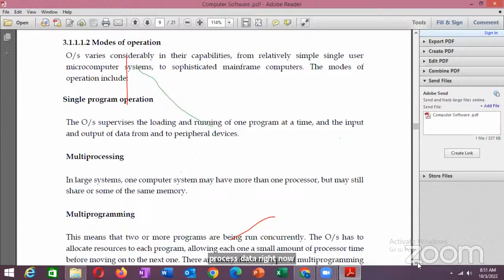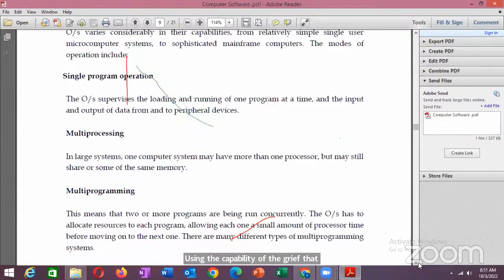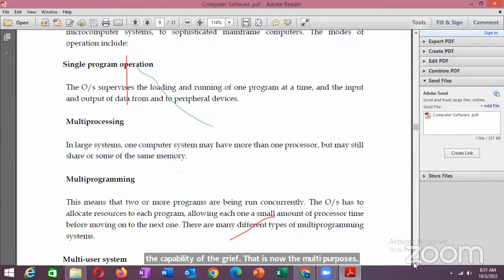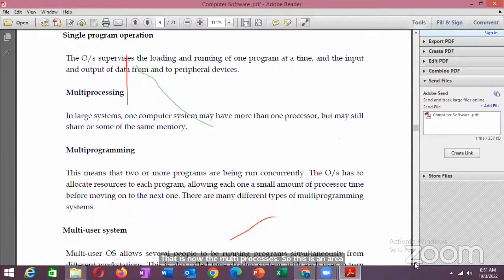Right now, in the field of grid computing, multiprocessing is very key, and grid computing is more of parallel computing, where computers are able to process a lot of data in a short time using the capability of the grid. That is now multiprocessors. This is an area where researchers are still making things better. They want to have smart, smaller devices, and that's why we have better phones. We had bigger phones, bigger in size, but not in features.